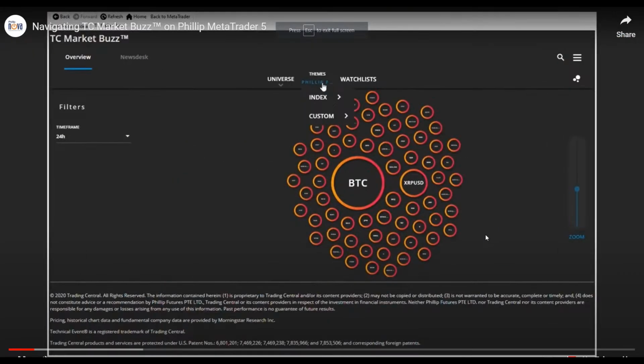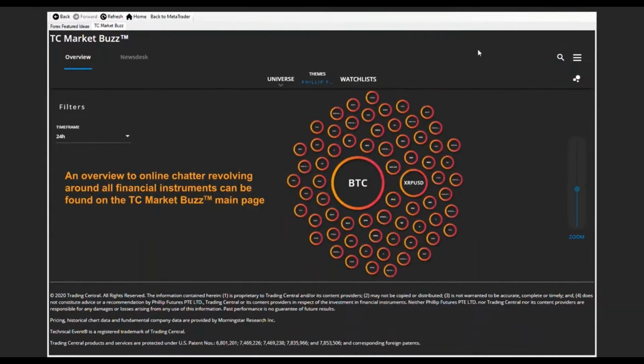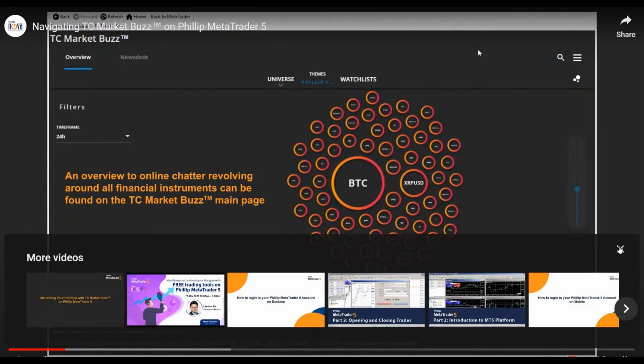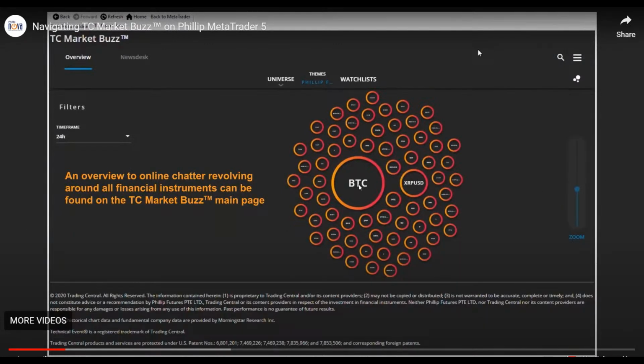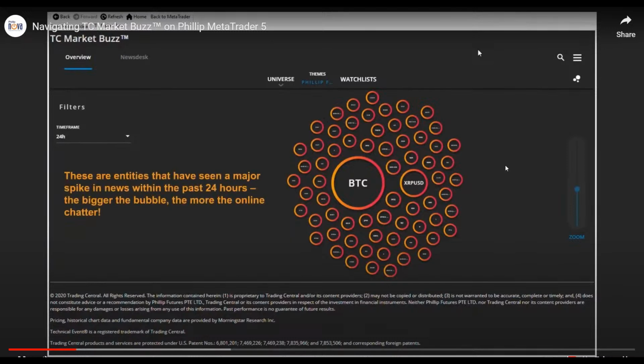Once you have launched the trading tool, the Market Buzz, you should see many bubbles right here. Each of these bubbles means a single, particular asset. Basically, the bigger the bubble, the more buzzing it is. That means there are more publications around this asset in the past 24 hours.